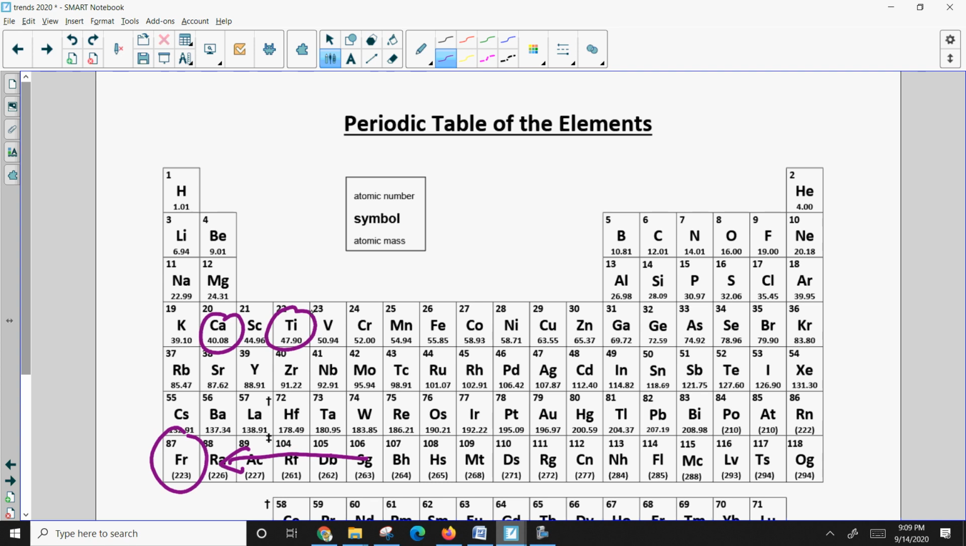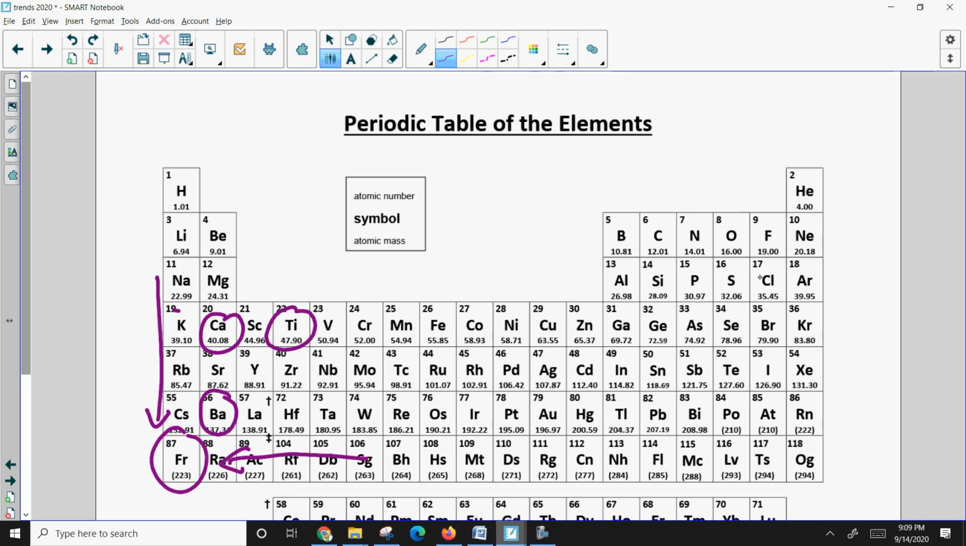Now, what if I then asked what's going to be more reactive, barium or calcium metal? As you go down, the outer electrons are further and further from the nucleus, so it's easier to lose them. So as you go down, you get more reactive. So barium is more reactive than calcium.